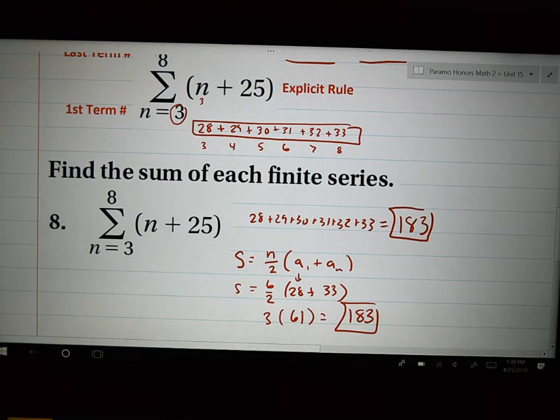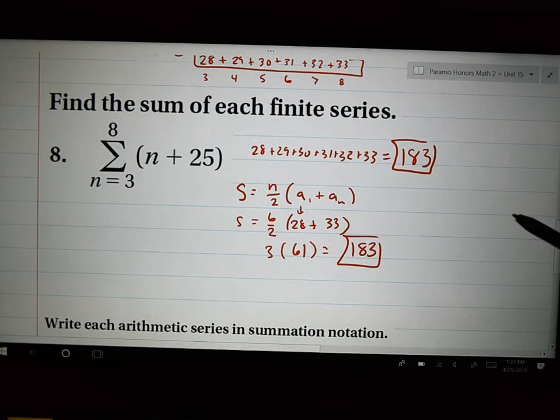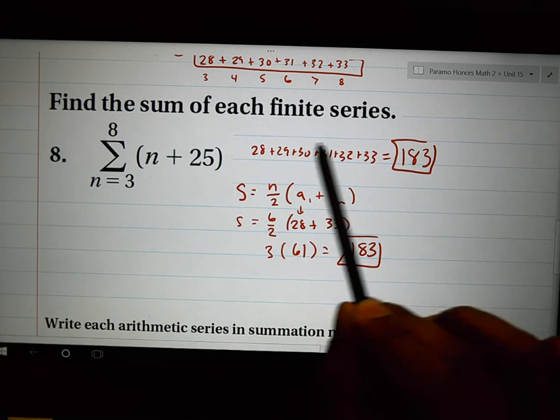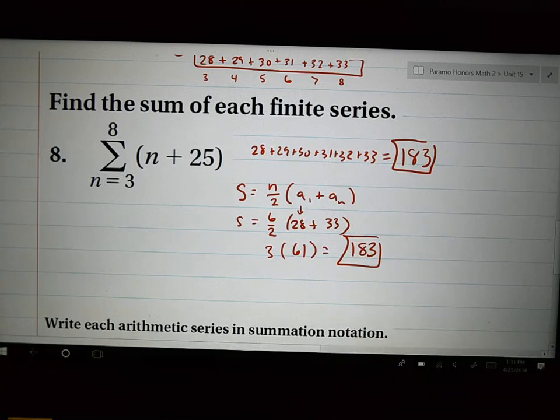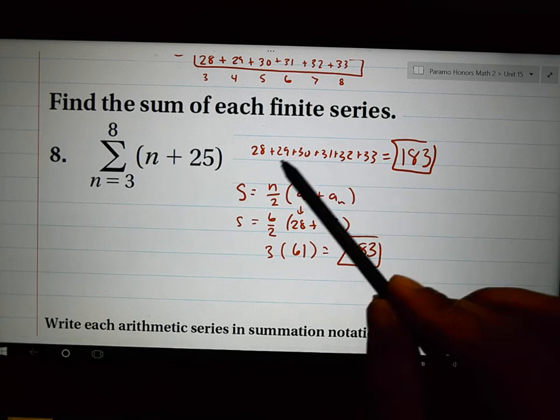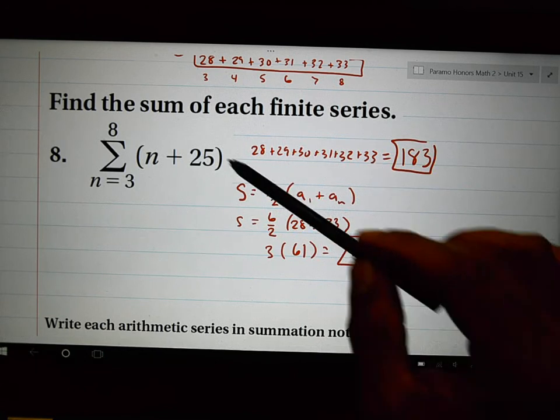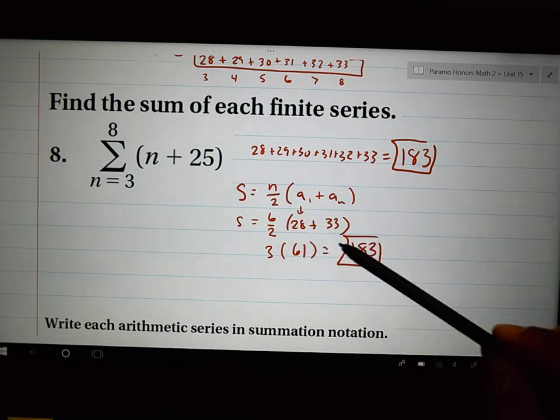Either way is correct. My recommendation to you, I would do the top method if there's like 4 or 5 numbers. That's pretty simple. Once you get past that, I might want to start doing this method. It might make it a little bit easier on me.